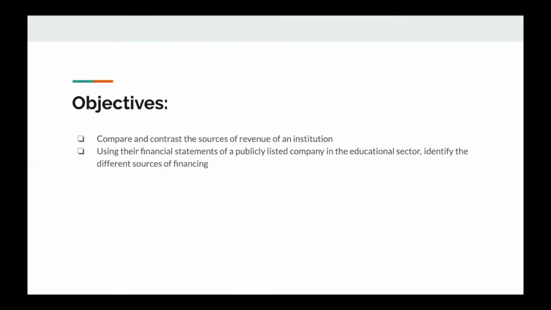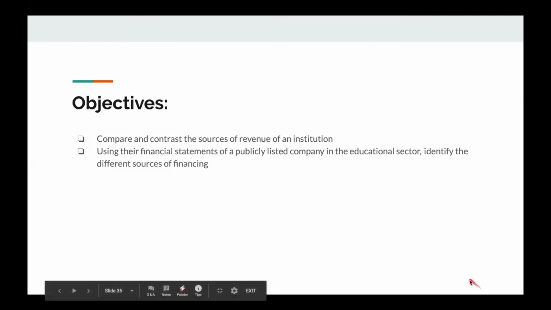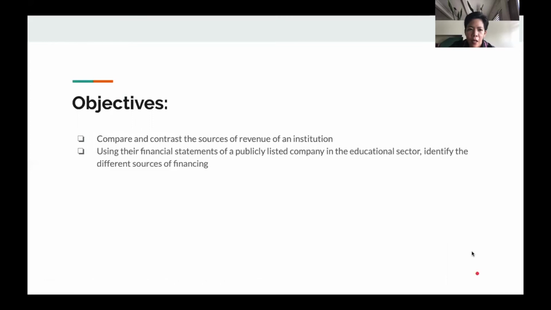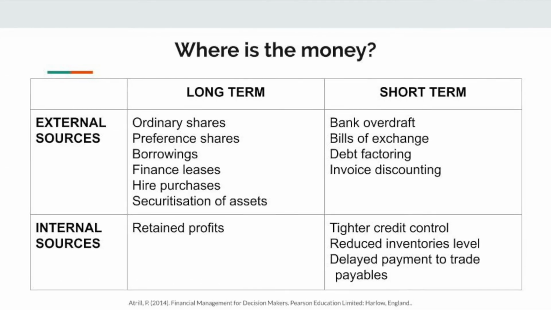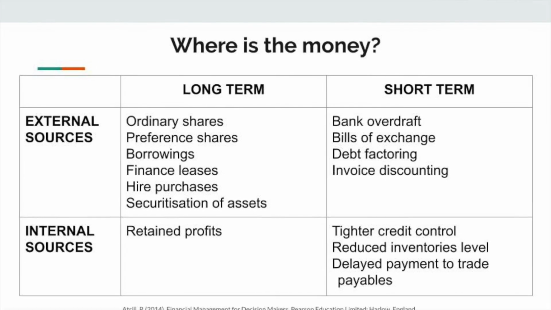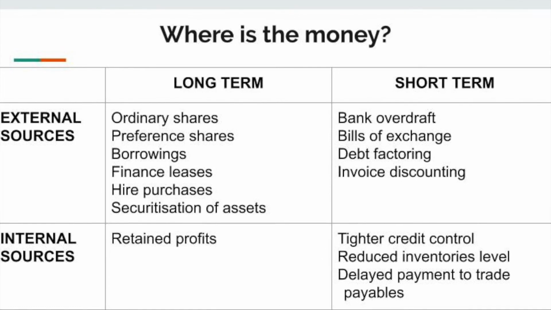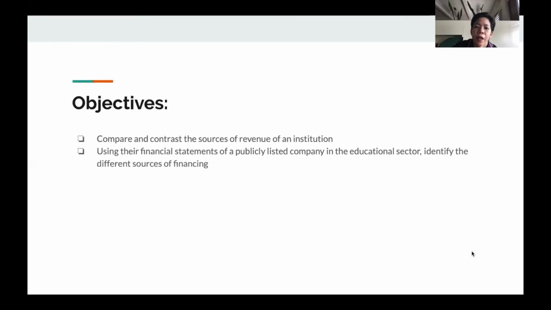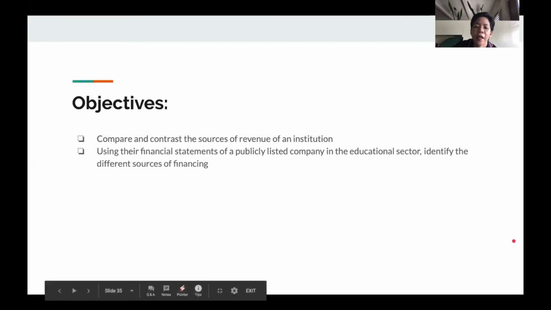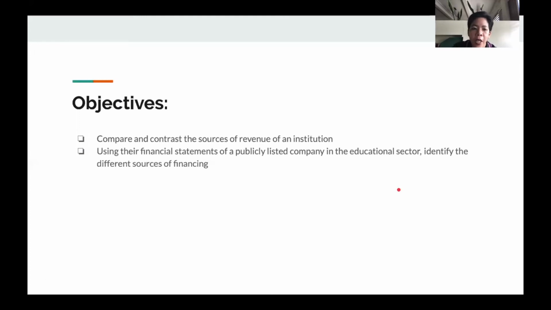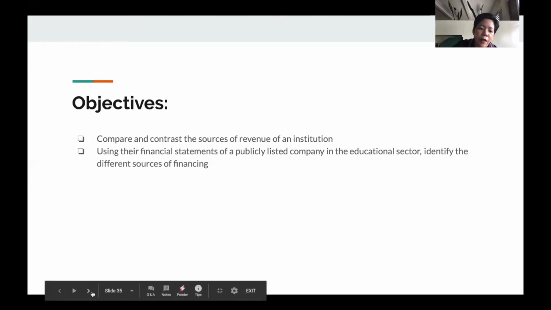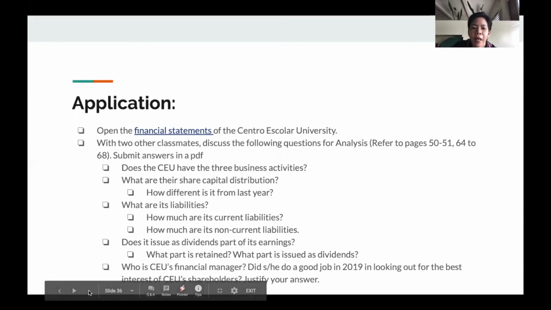Now, with that, I hope that the objectives of this discussion are already achieved. So we were able to compare and contrast the sources of revenue of an institution. So again, we have external and internal sources, and it really depends on whether it's long-term or short-term. Now, at this point, we will be using as an example or as an application the financial statements of a publicly listed company in the educational sector. And you have to identify the sources of financing for this company. So here, I have shown the financial statements of Centro Escolar University.